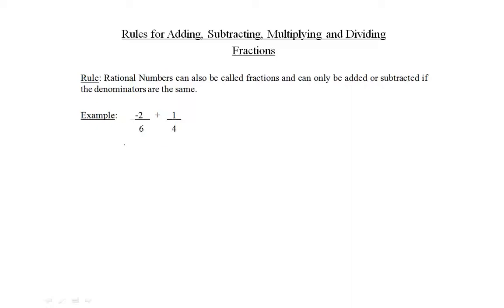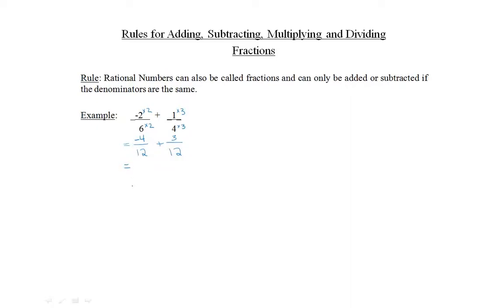Step 1 is to find the lowest common denominator that 6 and 4 will divide into. The lowest common denominator is 12. 6 times 2 is 12. Negative 2 times 2 is negative 4. 4 times 3 is 12. 1 times 3 is 3. Whatever you multiply the denominator by, you must multiply the numerator by as well.